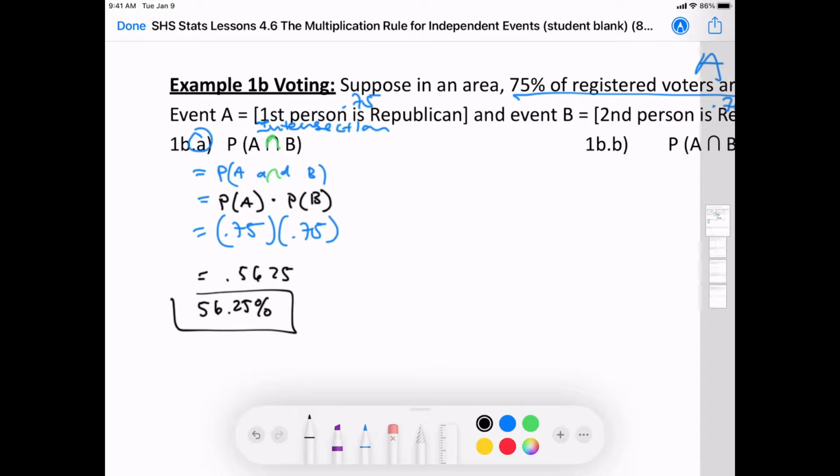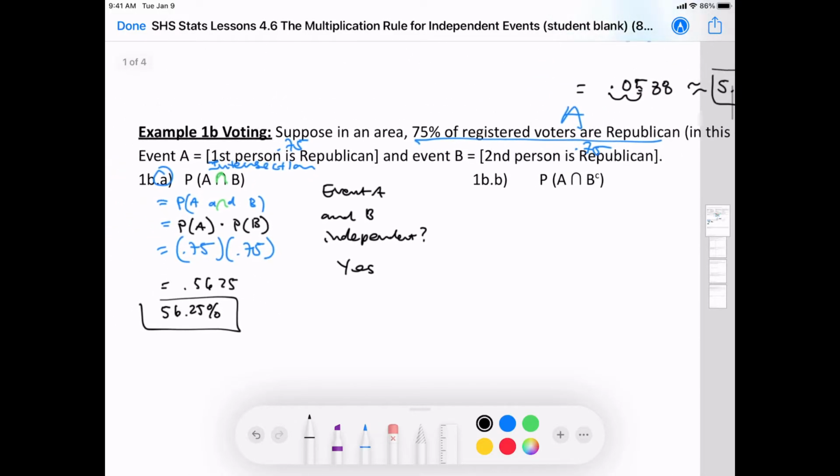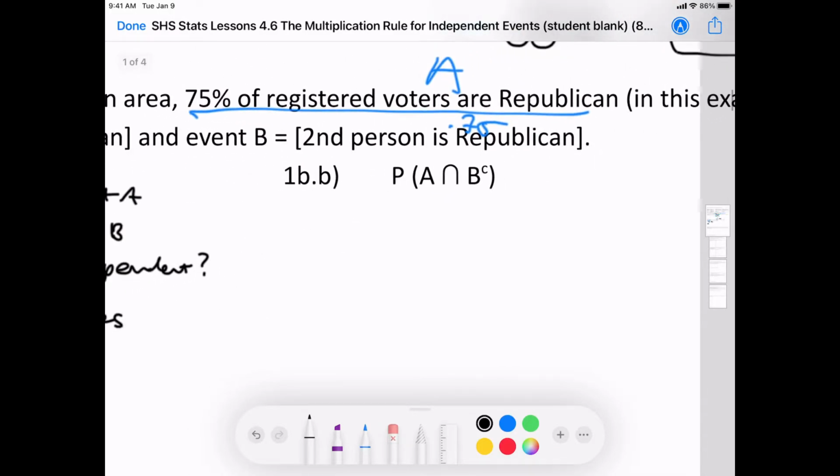Here's a question. Are events A and B independent? And the answer is yes. The first person does not affect the second person. That's the difference between the two examples. Okay, let's try this one over here. I'm kind of reviewing in some ways, but also re-emphasizing some vocab that we've done before.